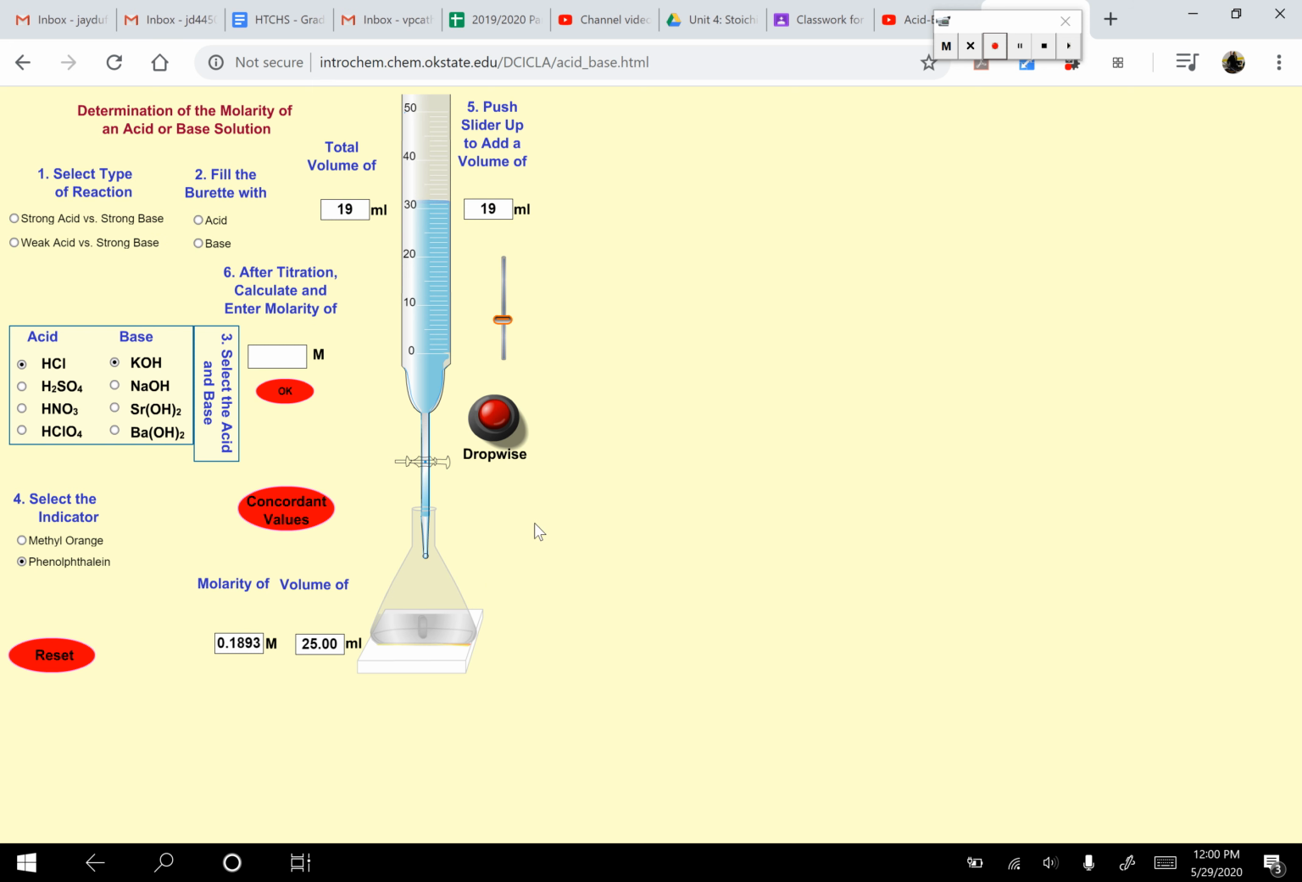Normally when we get close to the endpoint, that's when the color kind of comes out but then disappears. That's when we start adding drop by drop until we get a permanent color change. You will notice that the color comes out, disappears, comes out, disappears. So we're not there yet, and we keep adding drop by drop. This is why titrations can sometimes take a while, because if we want to be accurate, we have to keep slowly adding drop by drop until we get a permanent color change. Eventually, just one drop of this titrant will permanently change the color of the solution. And so we're just going to keep going until that happens.